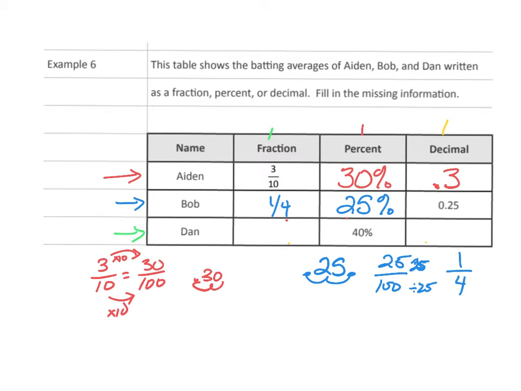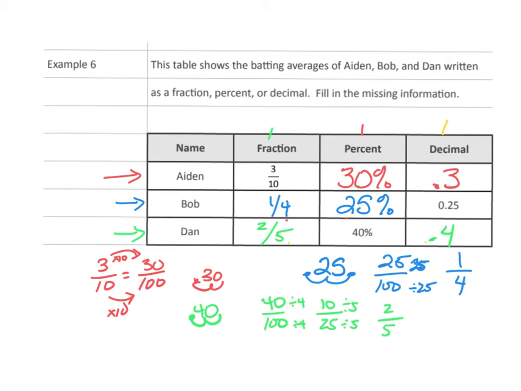Now let's do Dan. 40%. Again, move it to the right. I get 4/10. 40 over 100. I'm going to divide by 4. That gives me 10 over 25. I'm going to divide by 5. That gives me 2/5. That's as low as I can go. There is my fraction.